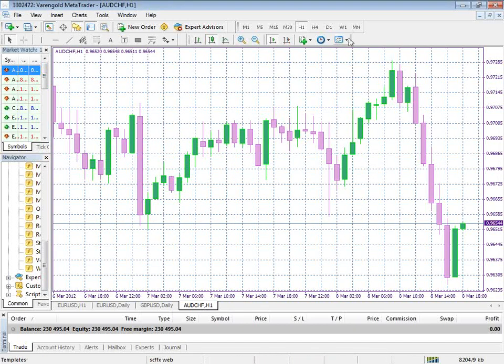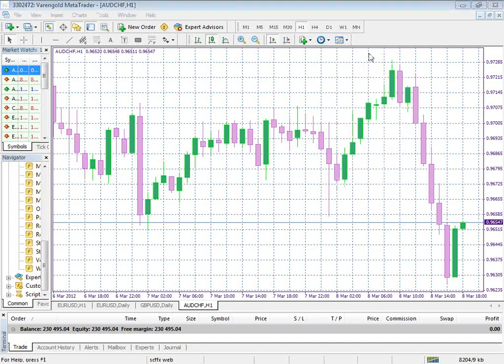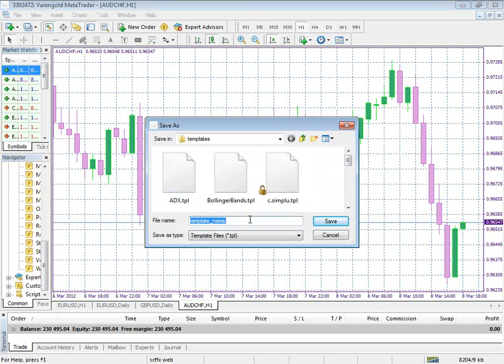type of color, we have to go to the template, and we have to save this template. We have to put the name of the template here, and I will name it webinar 3, and I will save it.